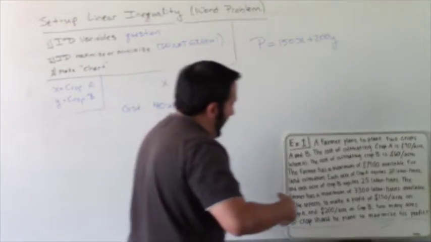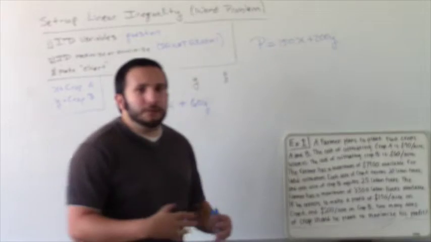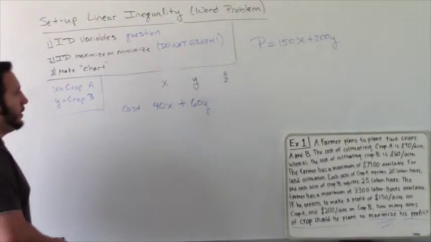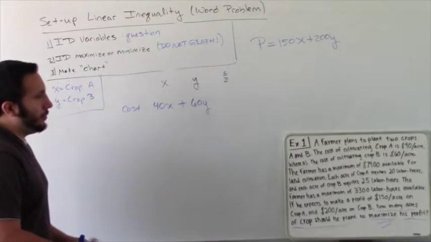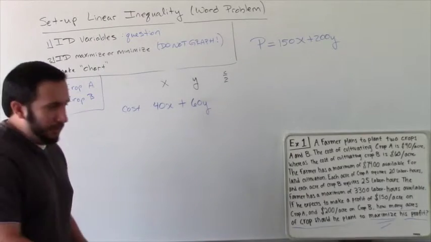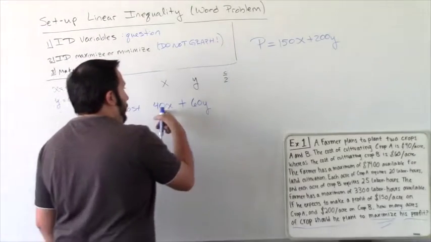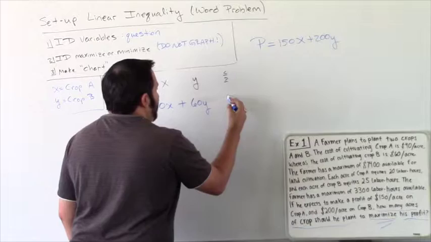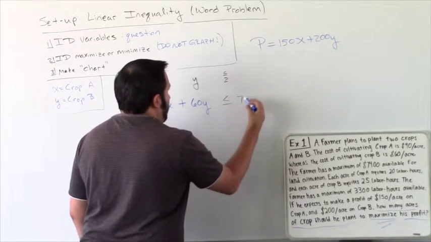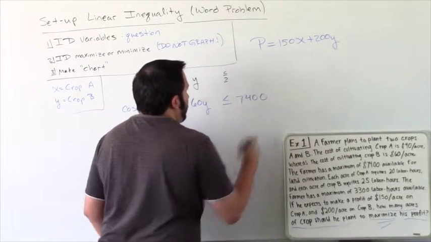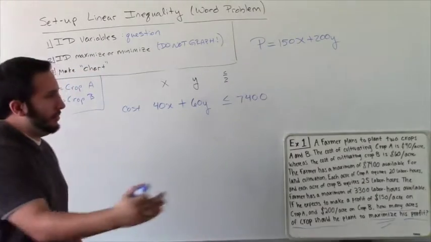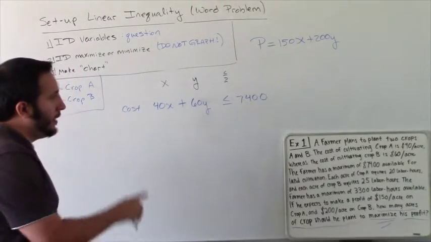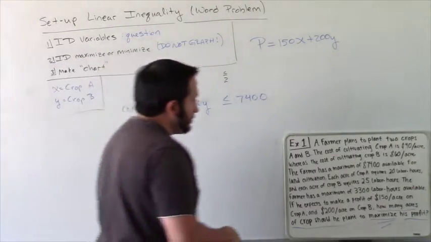And the farmer has a maximum of $7,400 available. Because he has a maximum of $7,400, you can't get bigger than $7,400. The 40X plus 60Y is less than or equal to 7,400. You cannot get above that because you don't have more than 7,400. All right, so let's keep on reading.